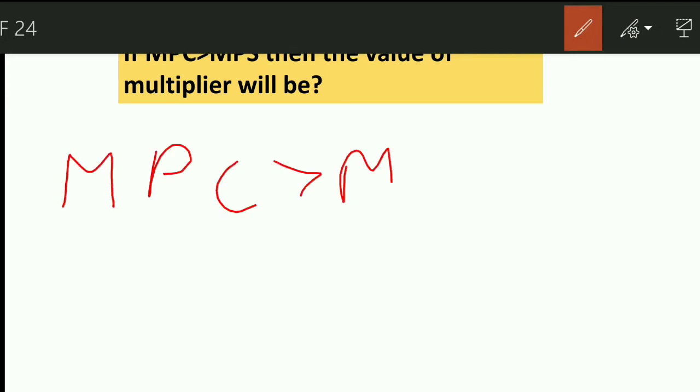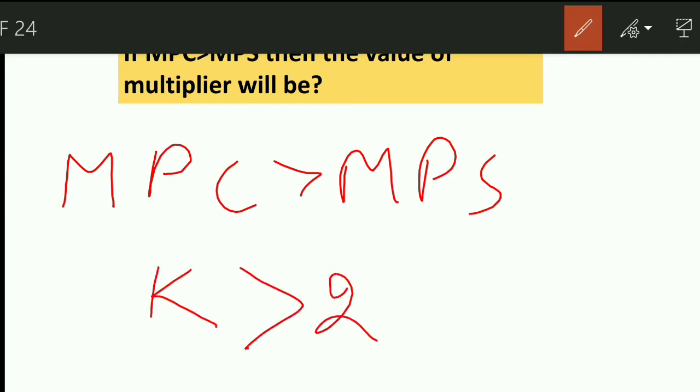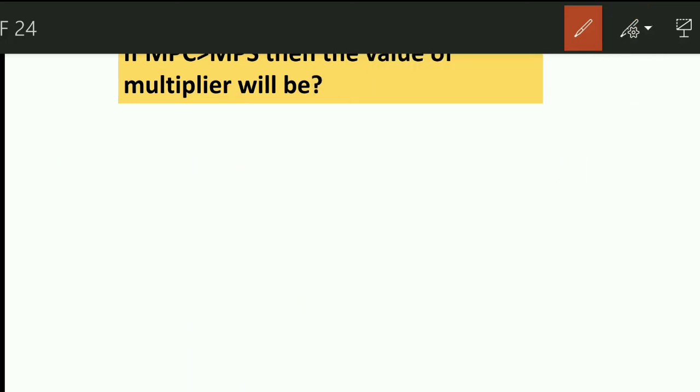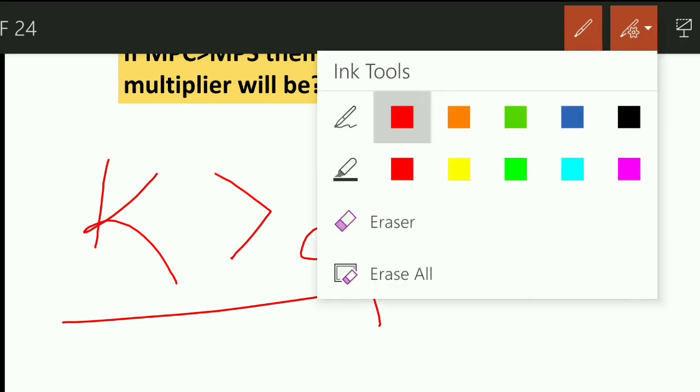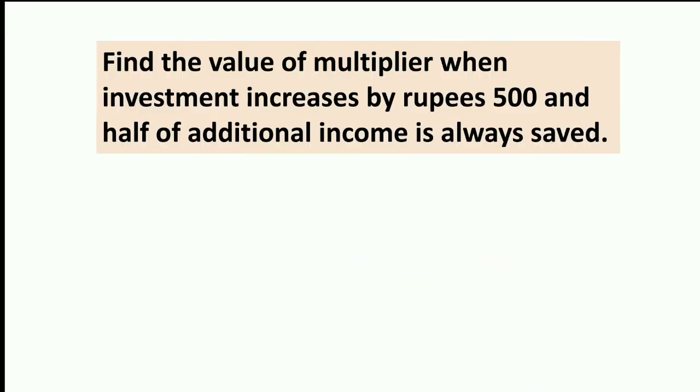So your final conclusion will be that whenever MPC is greater than MPS, the value of multiplier is always greater than 2. And whenever both are equal, then the value of multiplier is equal to 2. And when MPS is greater than MPC, then the value of multiplier will be less than 2. You can check it out on your own by doing it. Alright, I have guided you for this, but remember the answer: whenever MPC is greater than MPS, the value of multiplier will always be greater than 2. So remember, this question can come.